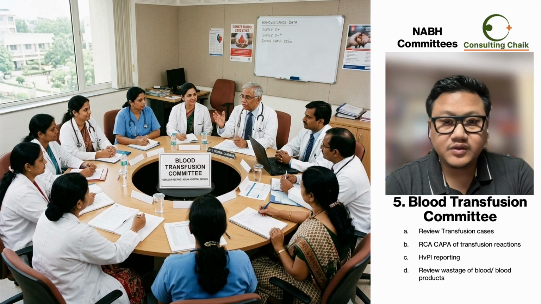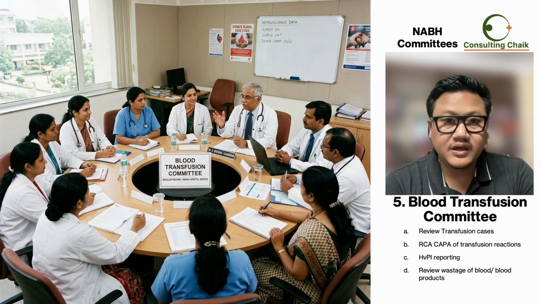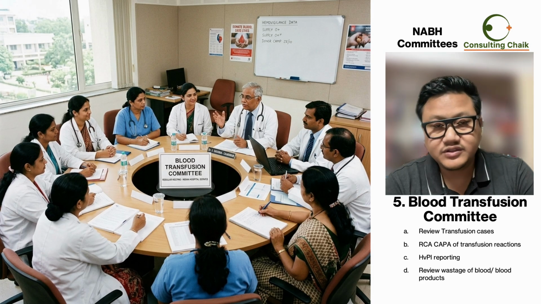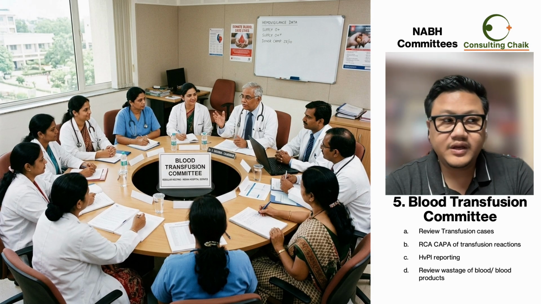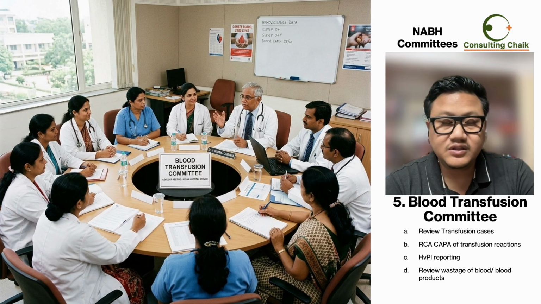And if you have a blood bank, then the wastage review needs to be done. So how many blood or blood products were expired, were issued but not used, and then expired. Those data need to be seen, so that the blood units and the blood product units can be optimized, and corrective action and preventive action can be taken, so that such kind of losses can be minimized.